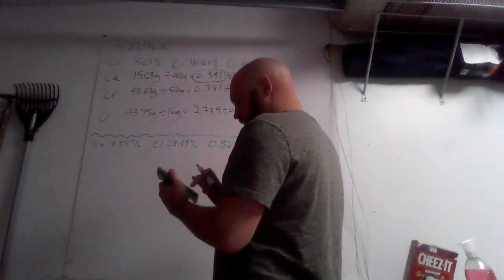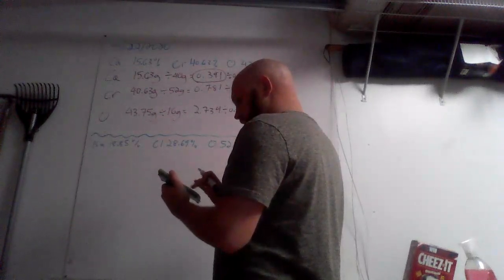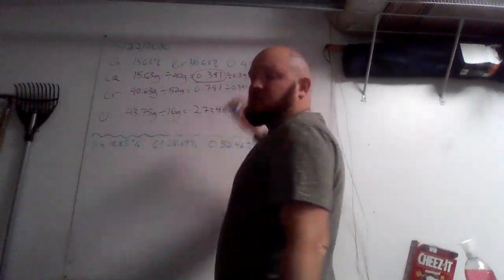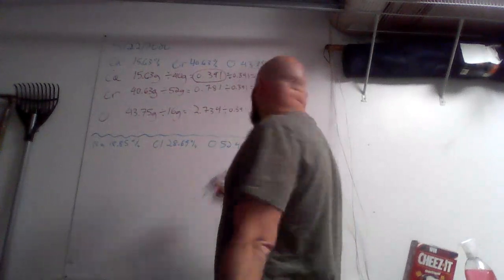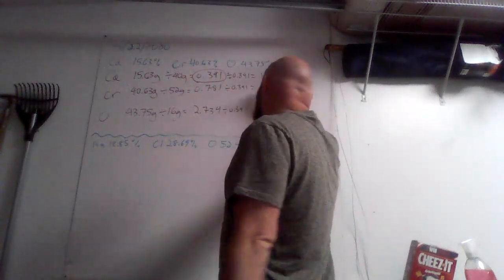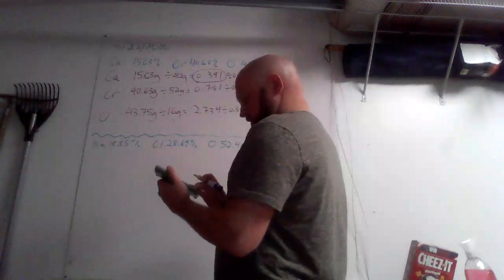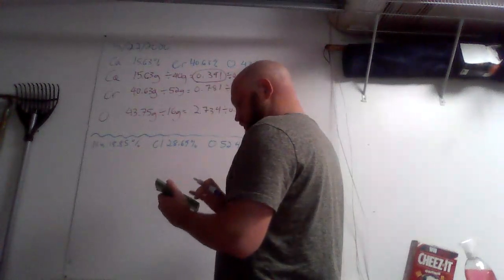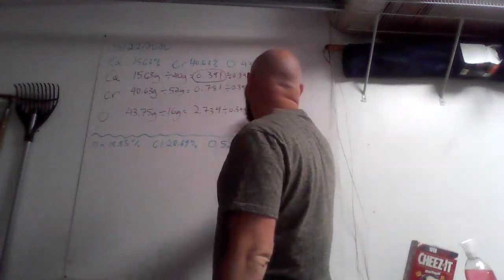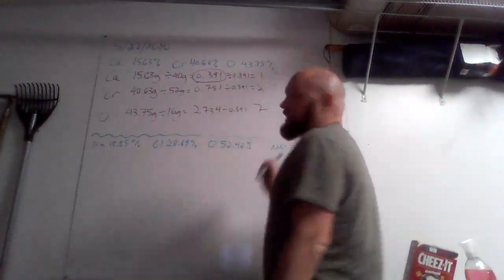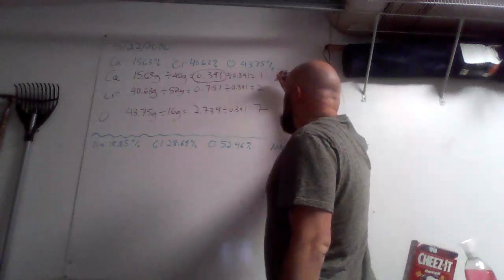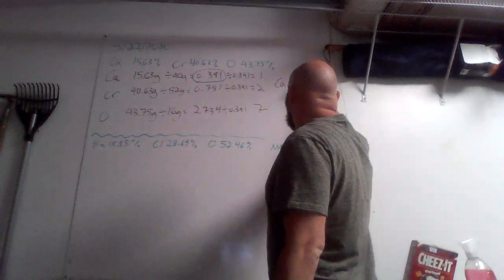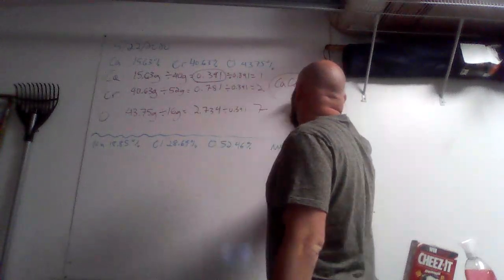So 0.781 divided by 0.391 is going to give me 1.997. When you get to this step, you can write that out or just round it to a whole number. So 1.997, just make 2. If I have 2.734 divided by 0.391, I'm going to get 6.99, which is 7. Okay? So my final answer is going to be Ca, I'm not going to write my 1, Cr2O7. That's my empirical formula.